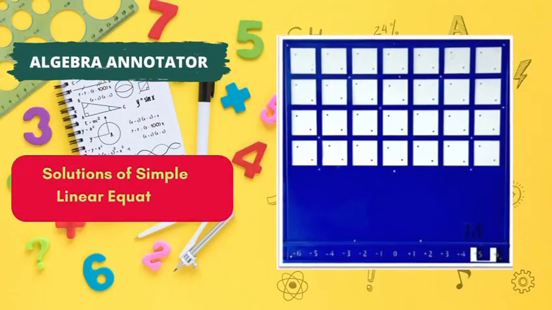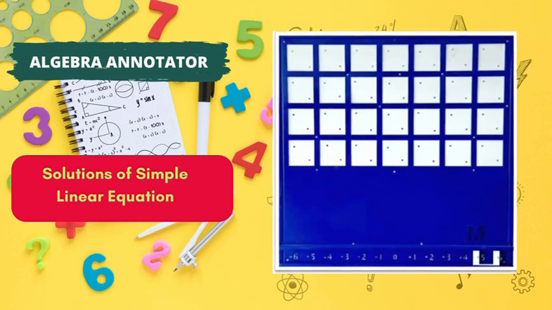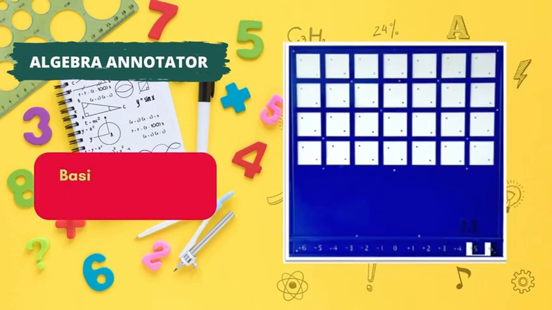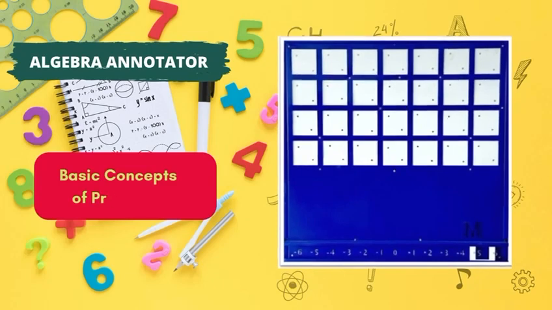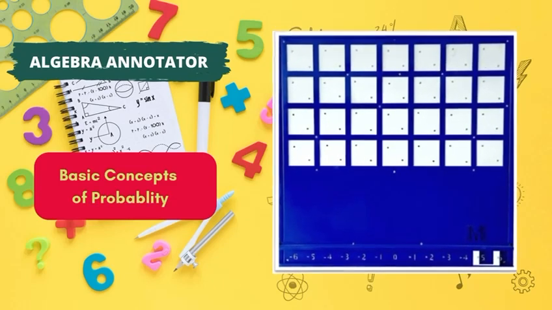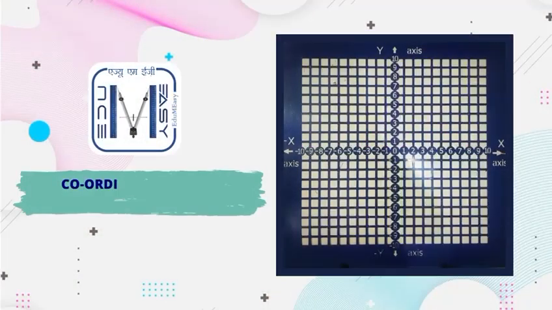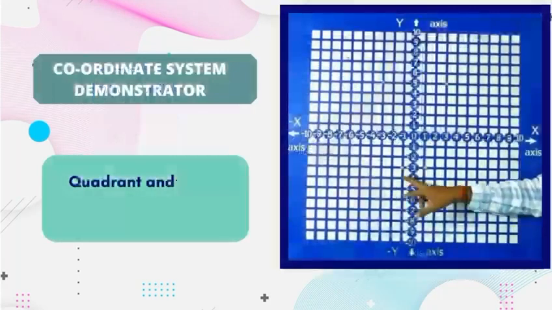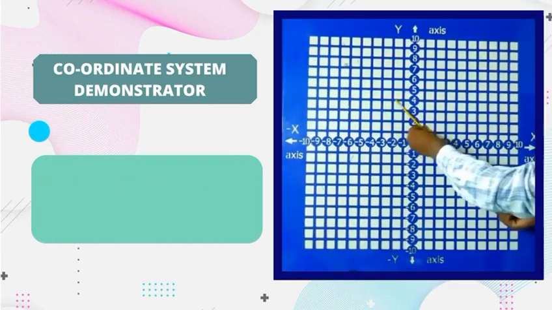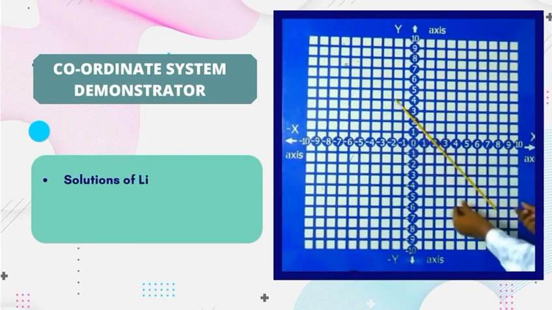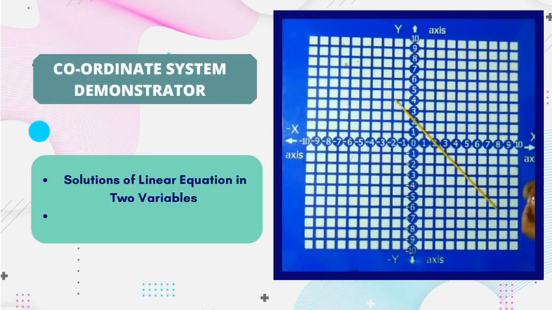It also helps in understanding the solution of a simple linear equation and even developing understanding of basic concepts of probability. The next instrument is coordinate system demonstrator. From understanding the quadrants and their properties and simple coordinate geometry to solutions of linear equations in 2 variables and even solutions of a quadratic equation are some of the important features of this equipment.